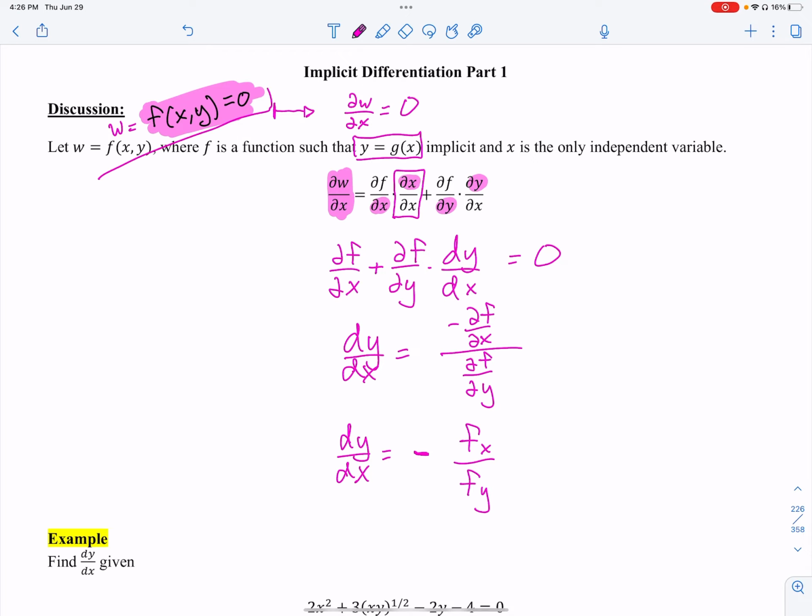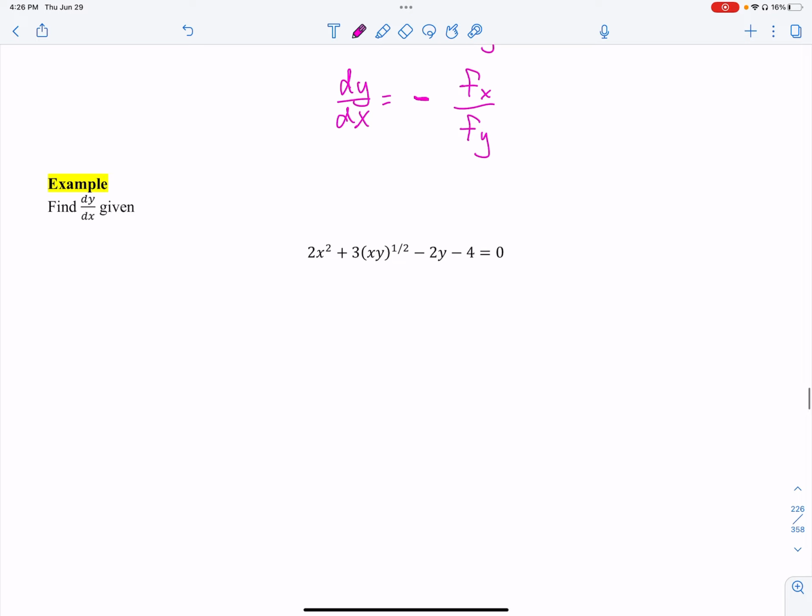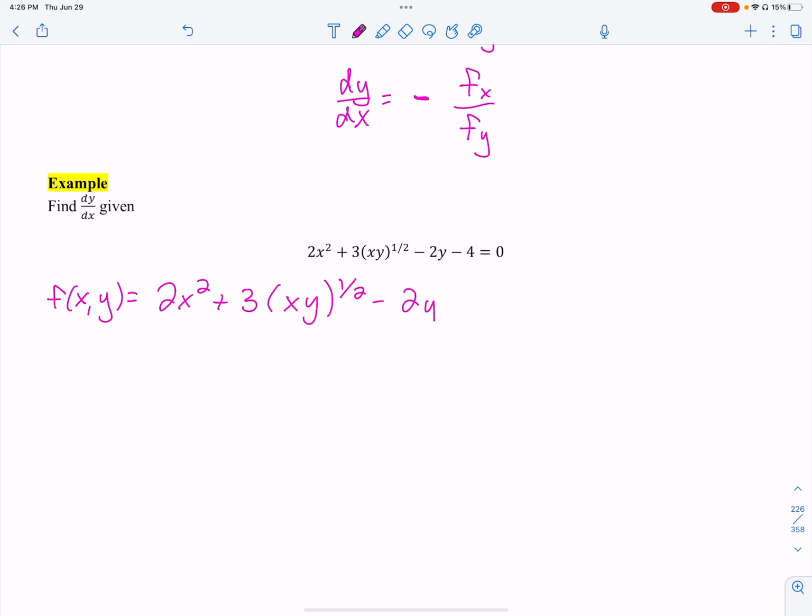Now, like I said, I was going to point out what this means. So let's take a look at this. We have this whole equation here, and regardless of what the equation looks like, I can move everything to one side and always get an equation that's equal to zero. I can add all the terms to one side. That's what we're talking about. I want the equation to be uniformly equal to zero. Well, the function now in question would be f of x, y equals 2x squared plus 3 times x y to the 1/2 minus 2y minus 4. That is my function. It seems silly, but they didn't give us a function. They just gave me an equation.